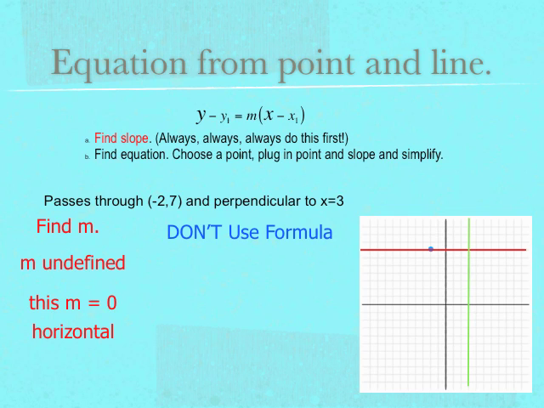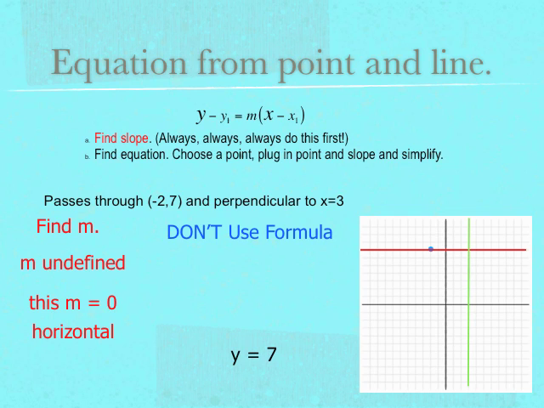Since it is horizontal, I know that it has to be y equals a number. x equals a number are vertical lines. y equals a number are horizontal lines. So y equals what? What does y equal there? Well, we can count up on the graph and see what y equals, but also look at the point. (-2, 7), y is equal to 7.